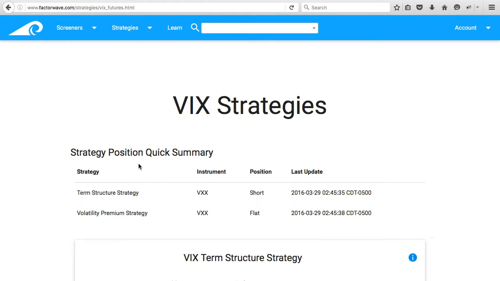So the first thing we see here is a summary of our current positions. We have two VIX strategies, which I'll explain briefly in a second. The first is a term structure strategy, which currently is short VXX. The second is a volatility premium strategy, which is flat.